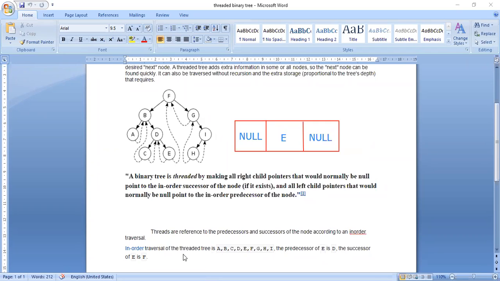For example, don't consider these dotted lines. These dotted lines are the threaded binary tree lines. For some time, omit these dotted lines in the diagram. So now we can see here.